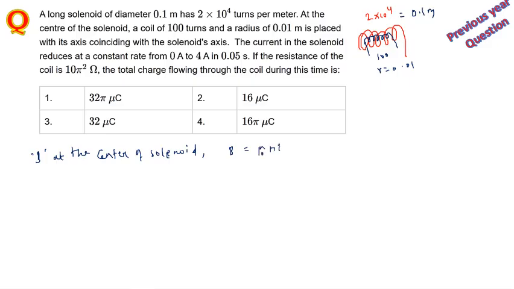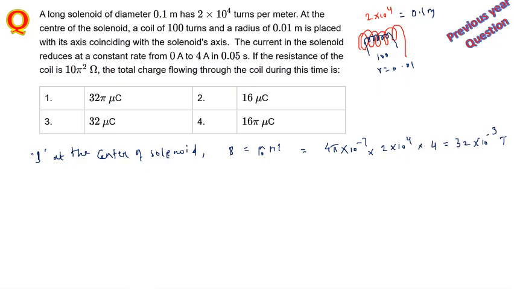Now B value here is 4 pi into 10 power minus 7 into the number of turns, which is already given, 2 into 10 to the power 4, and the current value, that is 4. Now you just substitute: 4 into 2, 4 into 4, 16, 16 into 2, 32 into 10 power minus 3 Tesla. This is about the magnetic field.